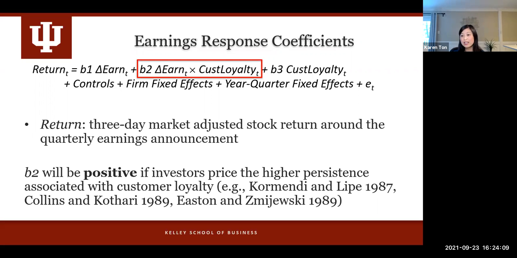To look at investor incorporation of this information, we're looking at this test using earnings response coefficients. And this procedure is generally telling us how the market responds to an earnings surprise, right? So to run this test, we're looking at how customer loyalty interacts with our earnings measure and how that's associated with actual returns.